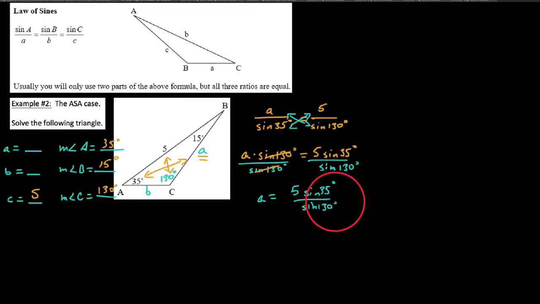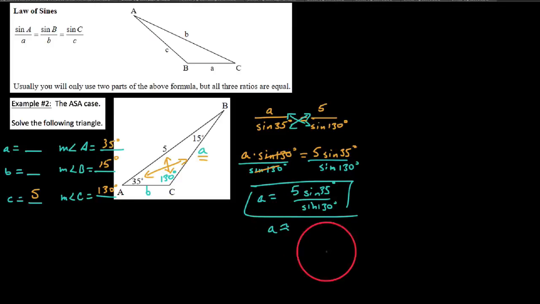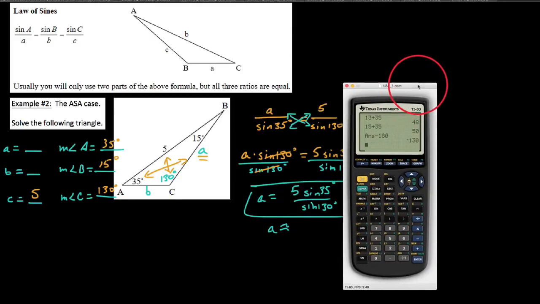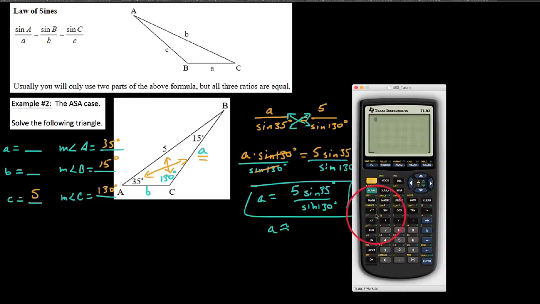And so what we're going to do is put a box around this. Of course, this is our exact value, but what we're also going to do is find an approximate length. So let's get our calculators rocking. Make sure that you're in degrees mode. We're going to type on top here 5 times the sine of 35. We need two end parentheses to get everything quantified on top. And we're going to divide this by the sine of 130 degrees.